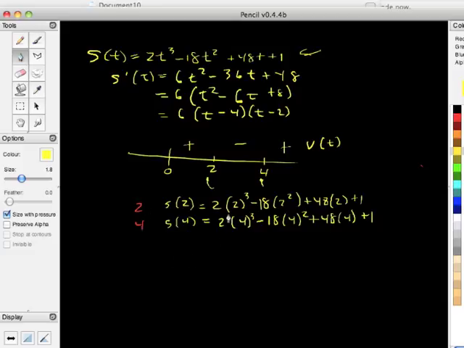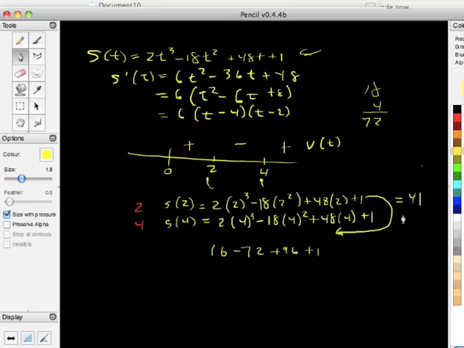So here we have, let's do this one first. It's 16 minus 4 times 18, right? 18 times 4, that's 72, minus 72. 48 times 2 is 96, plus 1. So we have 97. 97 minus 72 is 25 plus 16, that's 41.